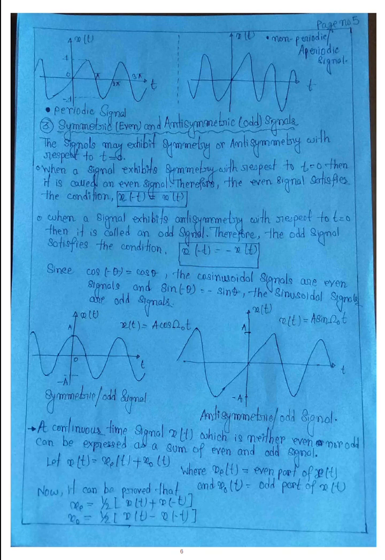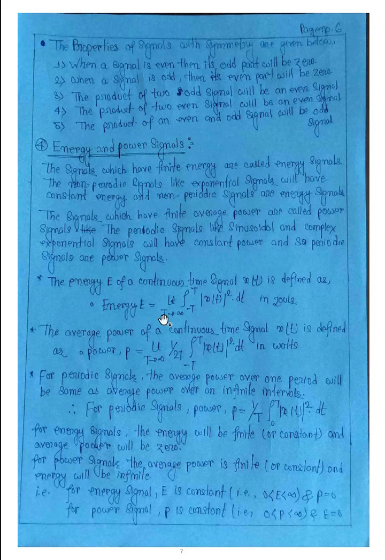Finally, we classify signals based on their energy and power. Energy signals have a finite constant energy but zero average power. Their energy is calculated using this integral. Conversely, power signals have finite average power but infinite energy. Their average power is defined by this equation. The key point is that for a periodic signal, the average power can be calculated over just one period.